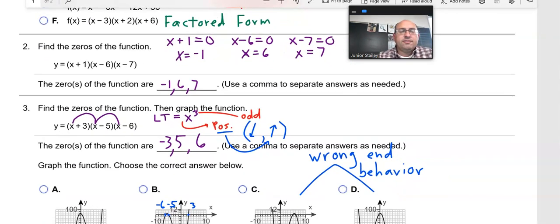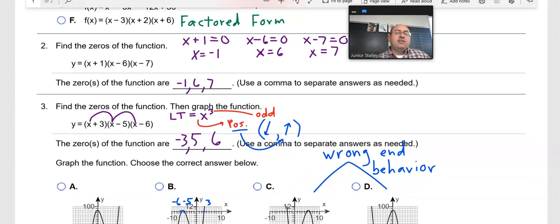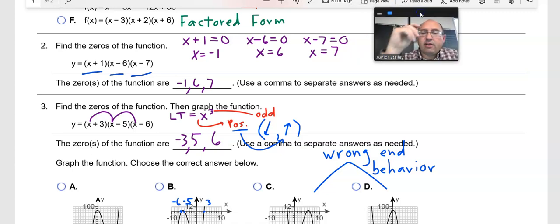Okay. Now this one just says find the zeros. So we start out with factors, x plus 1, x minus 6, x minus 7. Set each one equal to 0 and solve it. And that ends up giving you the x-intercepts or the zeros. So not a big mystery, very easy.